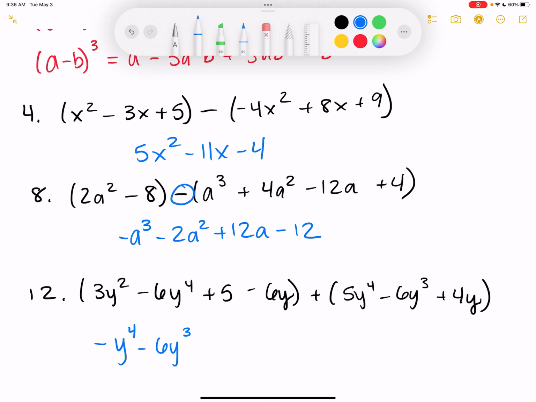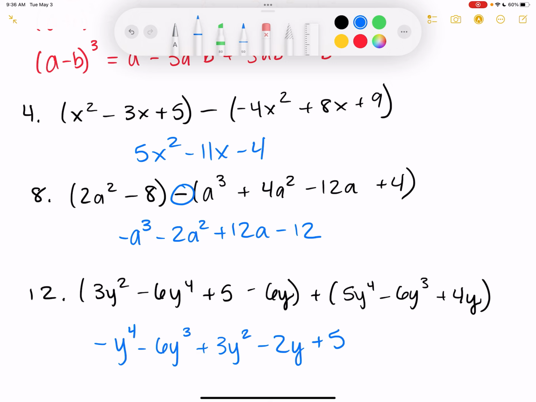But now I need my squared term. So 3y squared plus, there's no y squared terms over here, so plus 3y squared. Now I can do my just y terms. So negative 6y plus 4y, negative 2y, and then my constant term, plus 5.